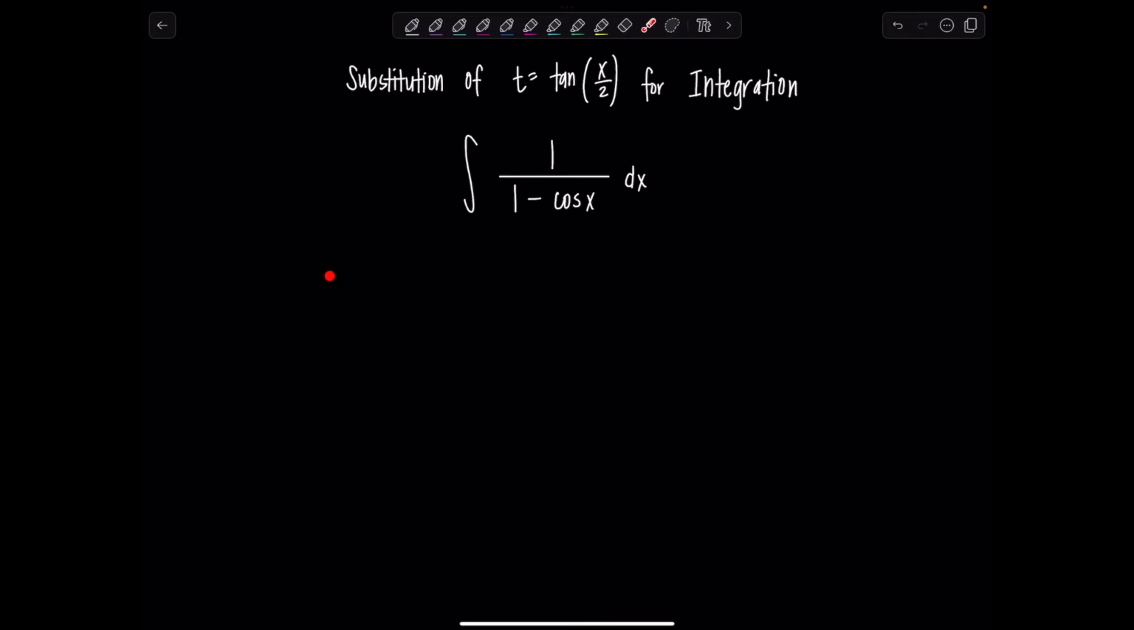If we're going to let t equal tangent of x over 2, when we make this substitution, we restrict x to be between negative pi and pi. That way, basically, this argument here is between negative pi over 2 and pi over 2. So tangent is well defined, and we're within one full period of tangent. I'm going to draw a triangle.